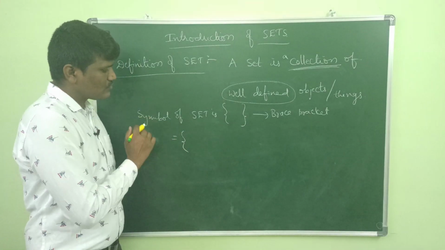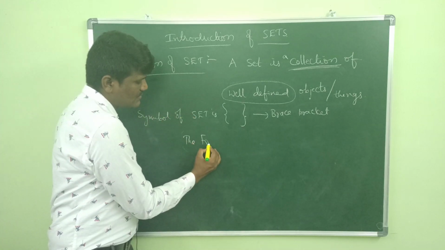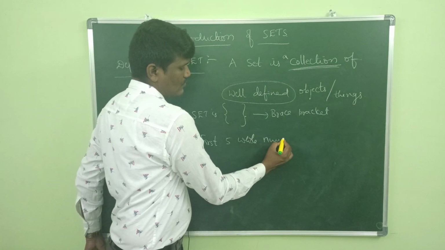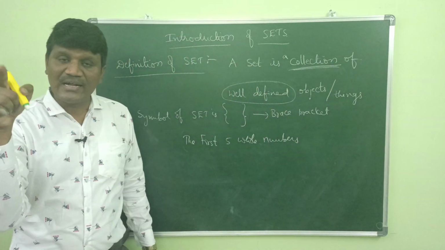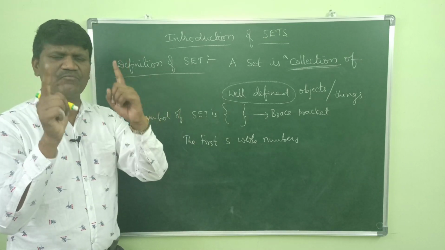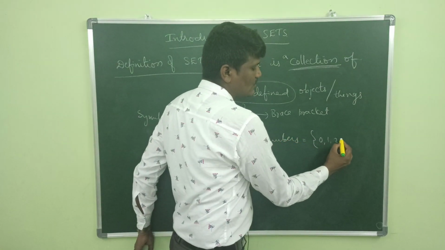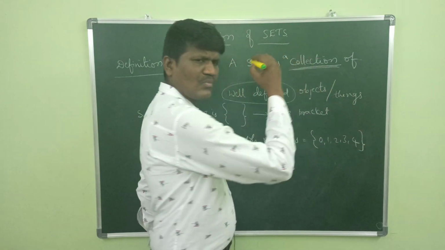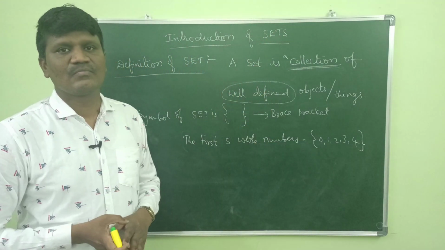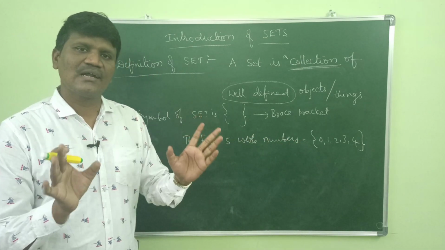The question now is: the first 5 whole numbers. Is it well defined? Yes, because everyone will write the same first 5 whole numbers. That is, you can write 0, 1, 2, 3, 4. Everyone in the world can write only this answer, no other answer will come. So this is called a set.